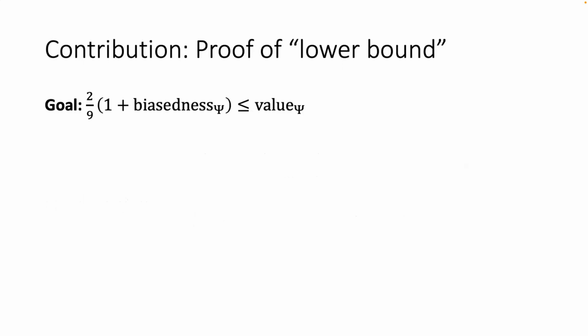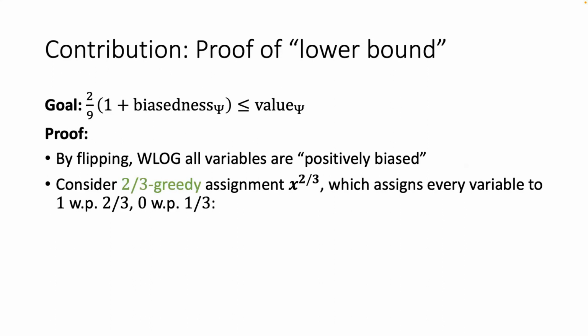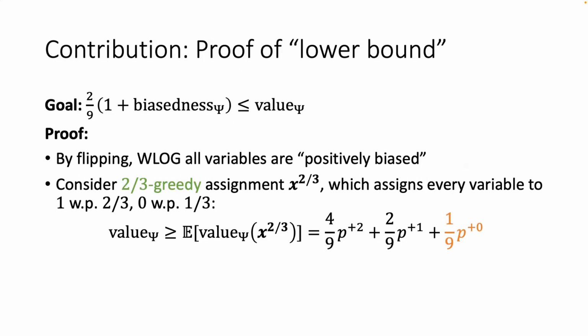And then on the other hand, and this is actually where we simplify the original analysis somewhat, you want to prove this lower bound that says that if the biasness is high, then the value is also high. So now I'm going to start with an instance and flip it in a different way. I'm going to flip it so that every variable is positively biased, or in other words, every variable occurs at least as often positively as negatively. Now I'm going to consider the assignment which assigns every variable to 1 with probability 2/3 and 0 with probability 1/3. So what's the expected value of this assignment?